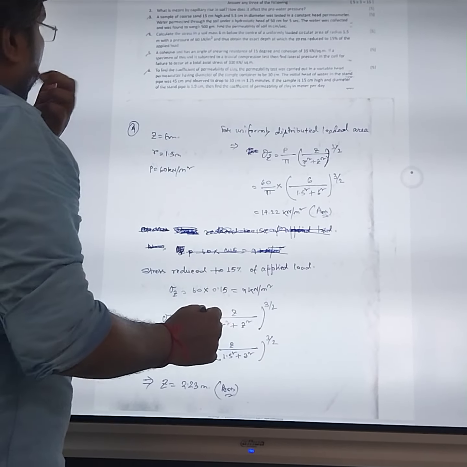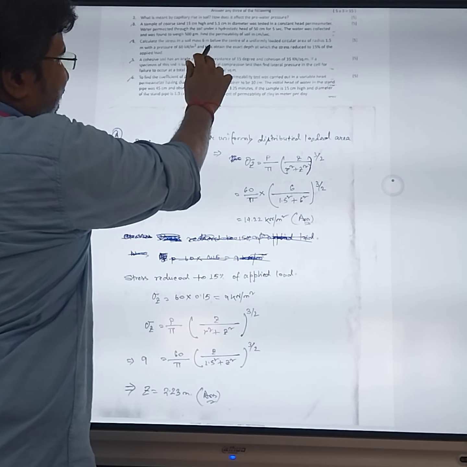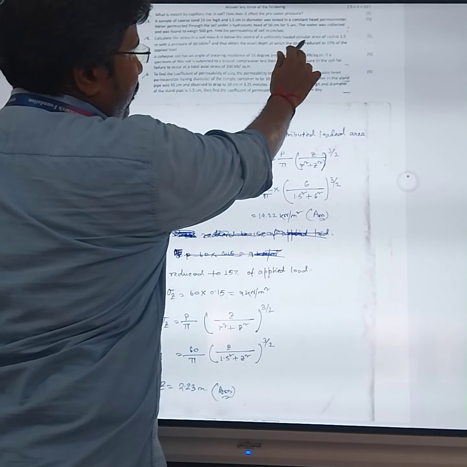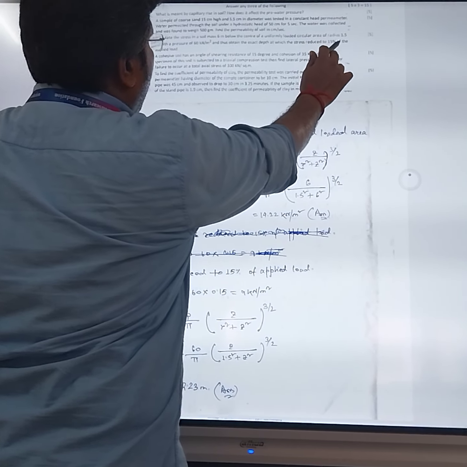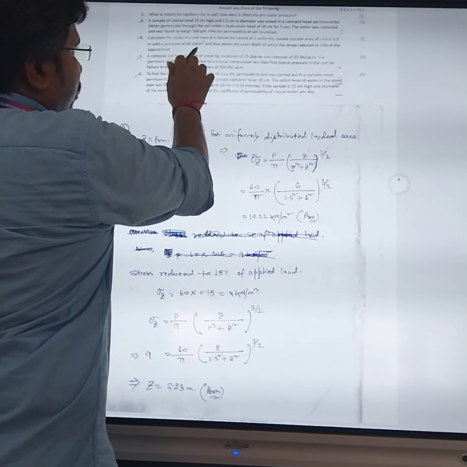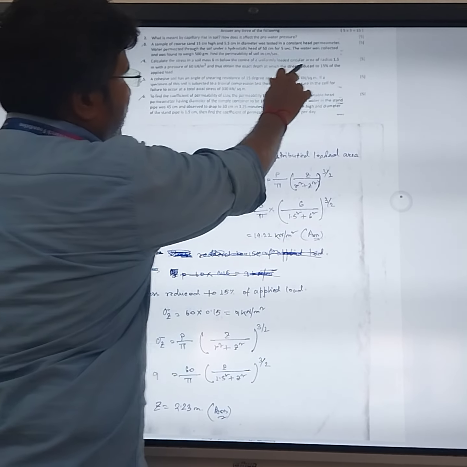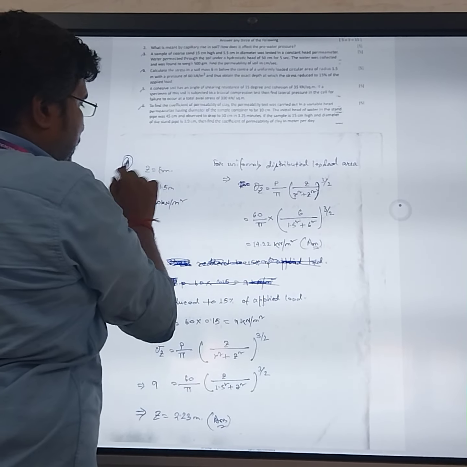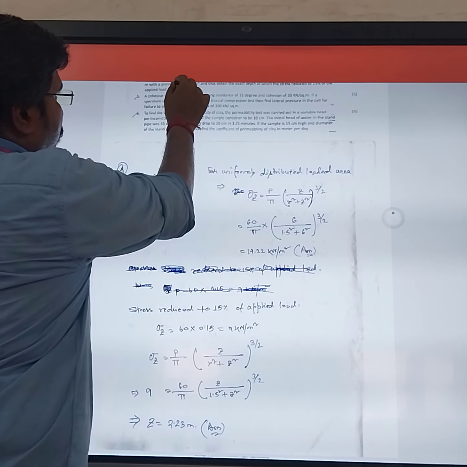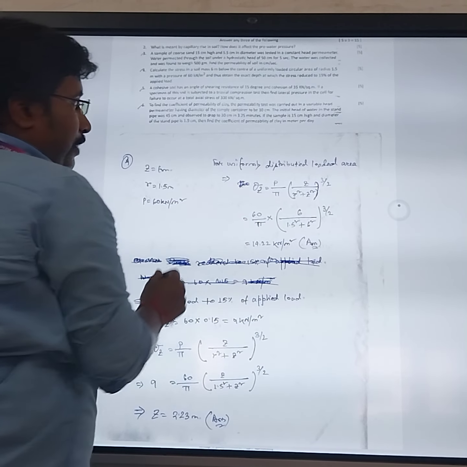Now question number 4. Calculate the stress in a soil mass 6 meters below the center of a uniformly loaded circular area of radius 1.5 meter with a pressure of 60 kilonewton per meter square. Here, the depth of the sample is 6 meter, the radius is 1.5 meter and the applied pressure is 60 kilonewton per meter square.